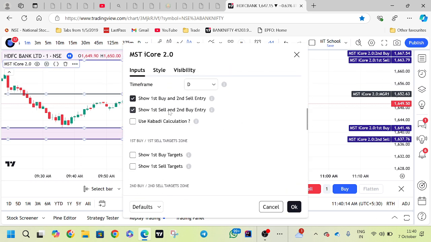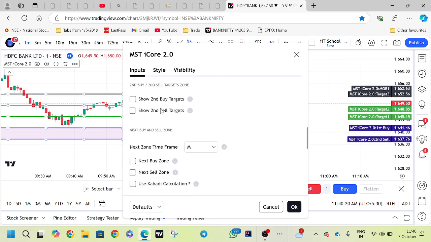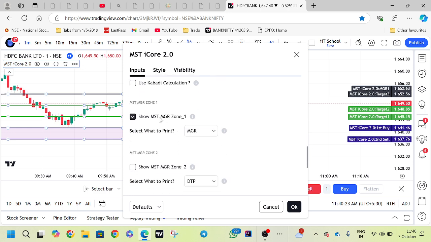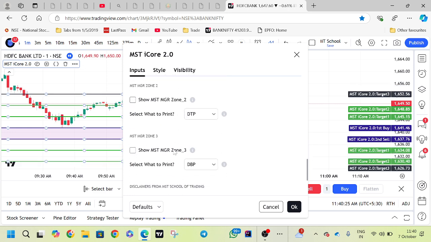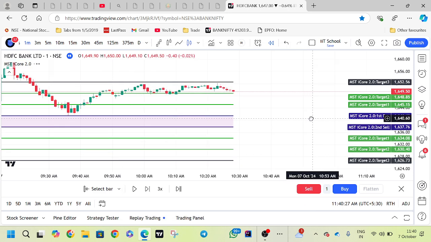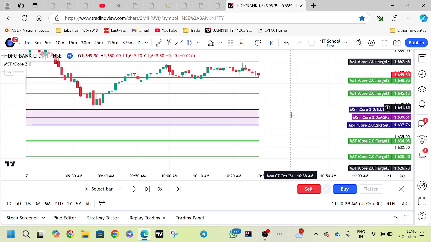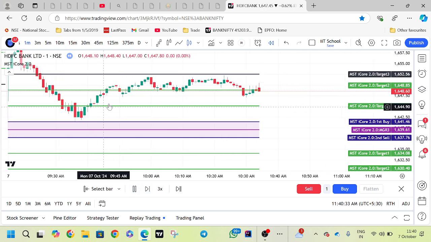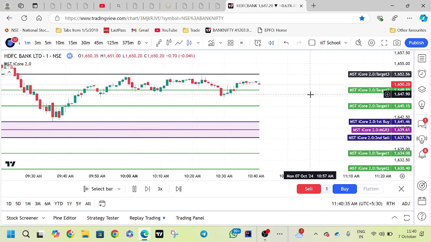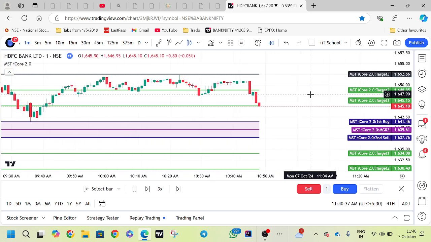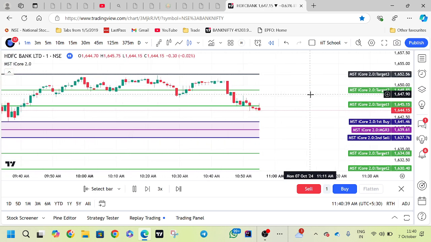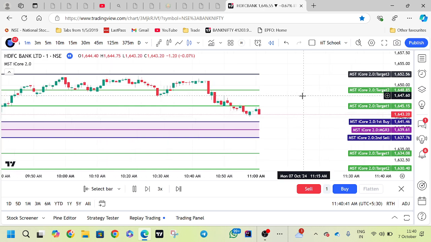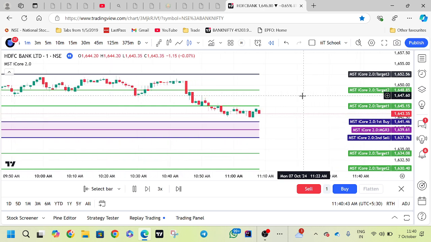Go to the settings. Since buy is activated, remove the sell. Enable first buy targets. Also enable second sell targets. Suppose if sell hits, we have to reverse the trade. That's all. Now you can see what has happened. Buy activated, first target hit, second target hit, and third target almost hit. We missed the third target by 20 paisa.